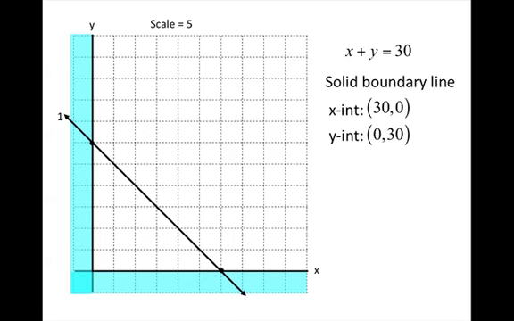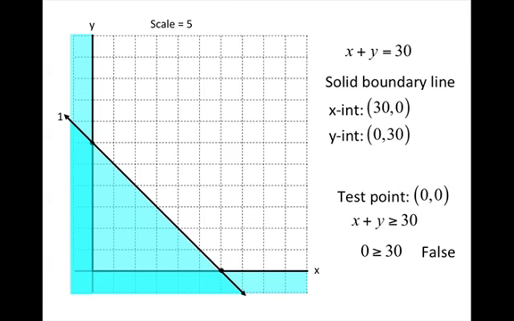Since that line does not go through (0, 0), I can test (0, 0). Go to your original inequality, x plus y is greater than or equal to 30. When I plug in (0, 0), I get 0 is greater than or equal to 30, and this is false. Well, since (0, 0) is false, every point below that line is going to be false. So shade the false area or mark out the false area.